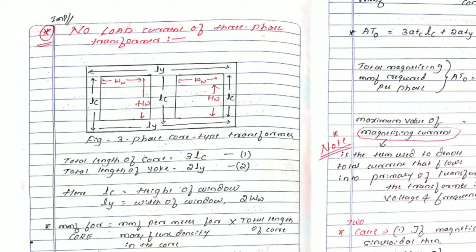First one is total length of the core. How many LCs are there here? LC plus LC plus LC. Then total length of the core will be 3 LC. Then what about total length of yoke? So 1 LY is there. This is the length of a yoke and this is the length of a yoke. Nothing but LY plus LY. This will be 2 LY. So total length of the core is 3 LC. Total length of the yoke is 2 LY.